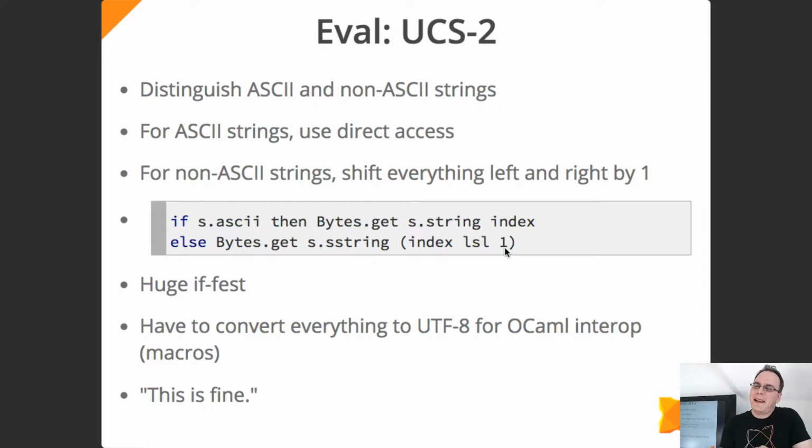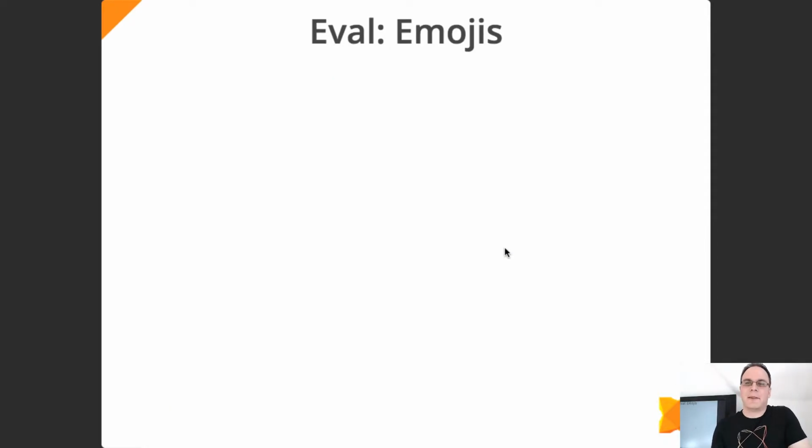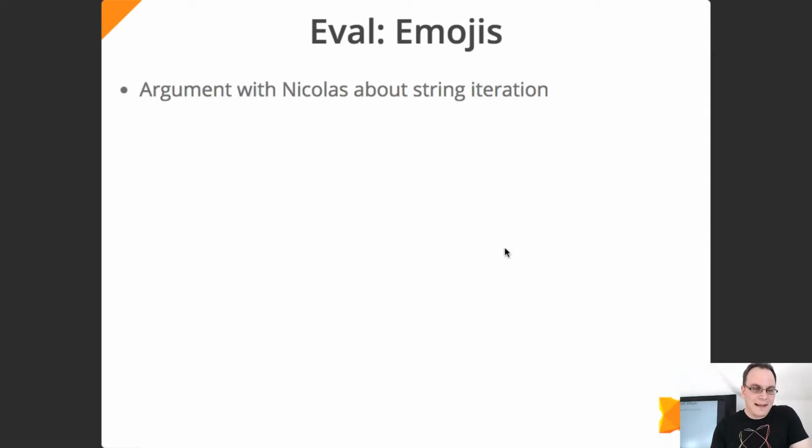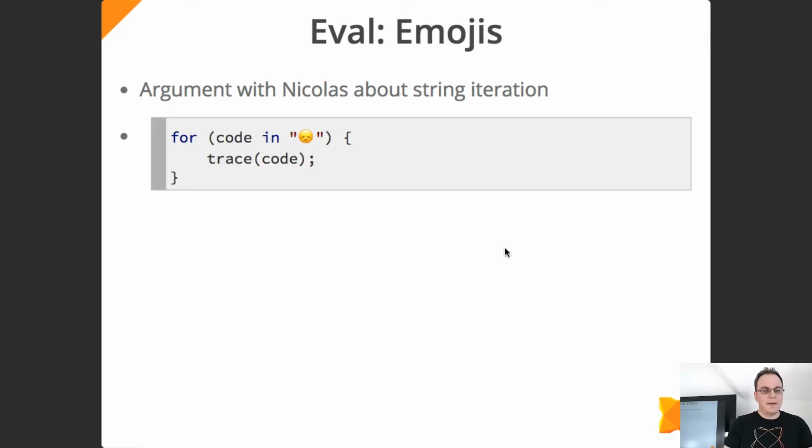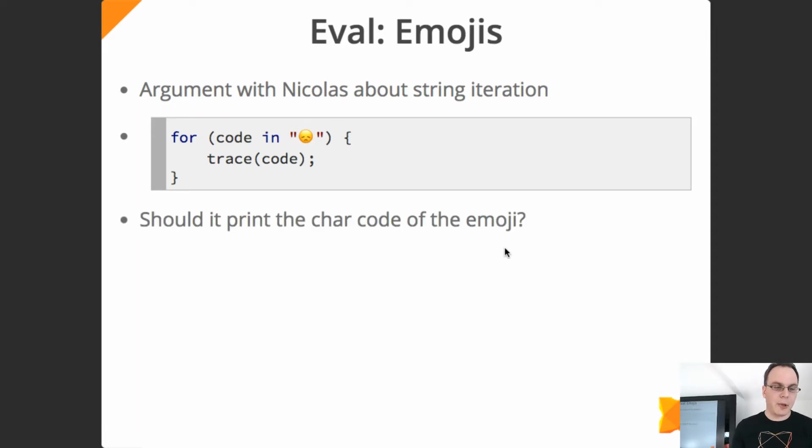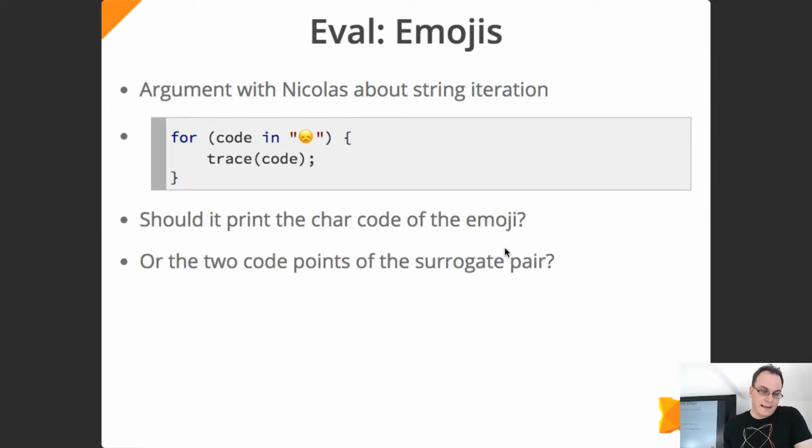So none of this really bothered me to the extent that I would say I should do something else. And then we talked about emojis. So I had an argument with Nicola about string iteration, and the basic question was, if we do this, what output do we expect? And there are two possible interpretations of what this could do. One is, it should just print the char code of the emoji. Done. And the other is, it could print on targets that have surrogate pairs the 2 code points of the surrogate pair. And I don't like that idea.